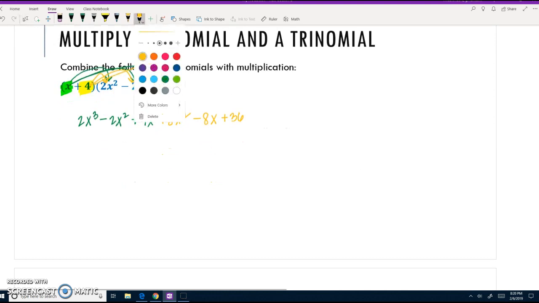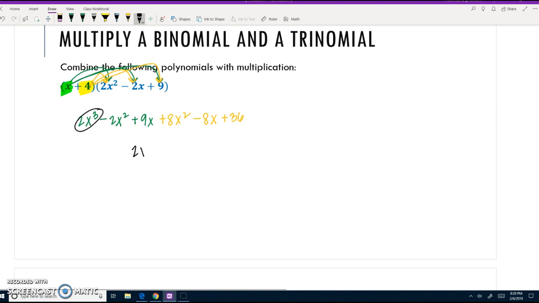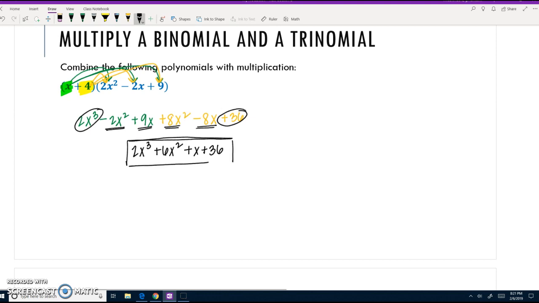So then from there, our goal is going to be to combine like terms. We only have one x cubed term, the 2x cubed, so we can copy that down there. Then we have a minus 2x squared and a plus 8x squared, so that's going to give us a plus 6x squared when we combine those two terms. Then we will also have a plus 9x and a minus 8x, so that's just going to give us a plus x. And then this constant is all by itself over here, so we'll end up with a plus 36. So that's our final answer for this binomial and trinomial multiplication.